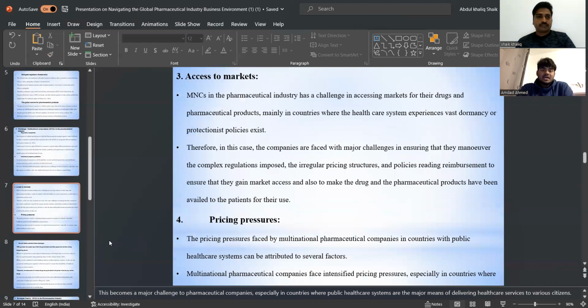Access to market. MNCs in the pharmaceutical industry have a challenge in accessing markets for their drugs and pharmaceutical products, mainly in countries where the health system varies dramatically or protectionist policies exist. Therefore, in this case, the companies are faced with major challenges in ensuring that they maneuver the complex regulations imposed and the irregular pricing structures and policies, to ensure that they gain market access and also make the drugs and pharmaceutical products delivered to the patients with ease.